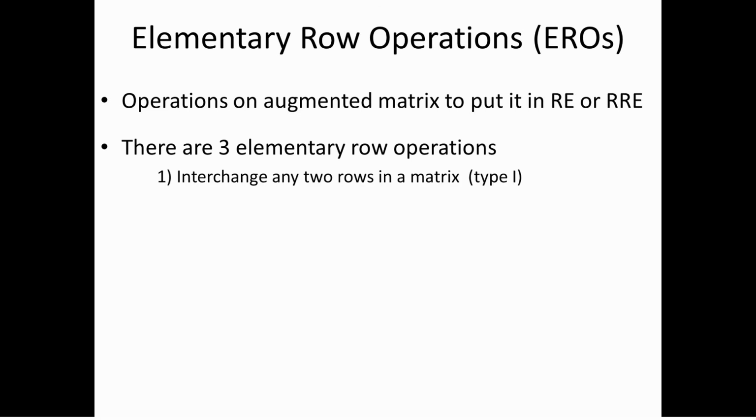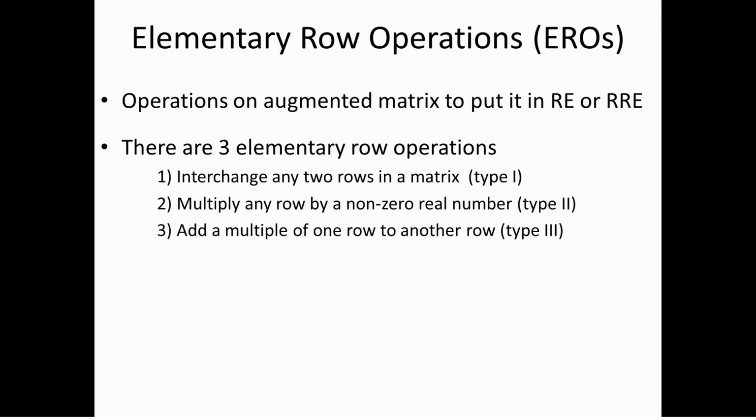Okay, first of all, we can interchange any two rows in a matrix. Sometimes people assign the types of elementary row operations with Roman numerals, and I'm going to do that. We call this a type 1 elementary row operation. Or we can multiply any row by a non-zero real number. We're going to call that a type 2 elementary row operation. And the last one that you're probably most familiar with is when you add a multiple of one row to another. And that's a type 3 elementary row operation.